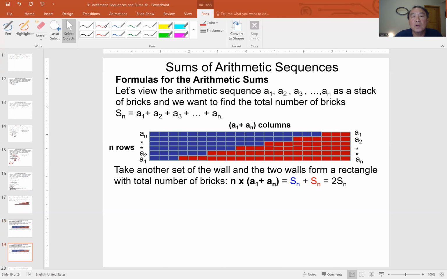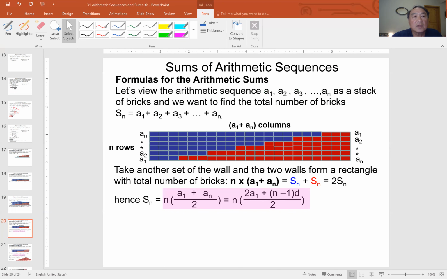There are n rows, and there are n plus 1, this plus that, many columns. So therefore, 2 copies of this is equal to n times these two terms. So S is 1/2 of this.